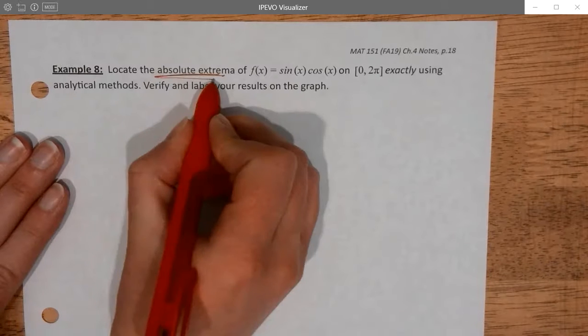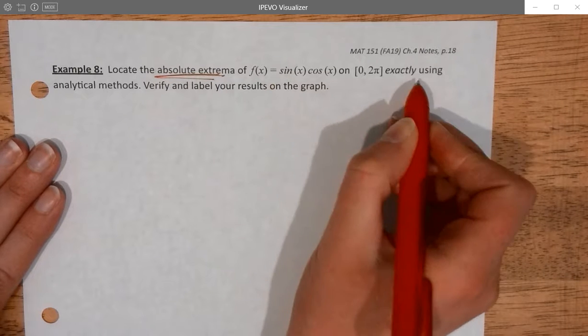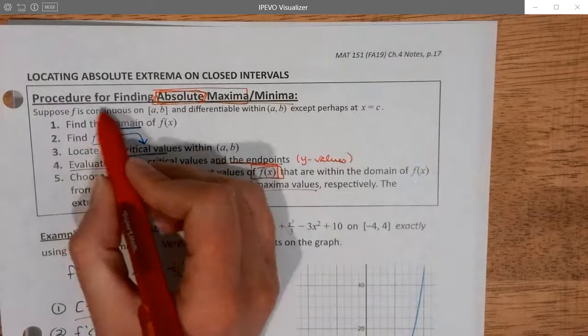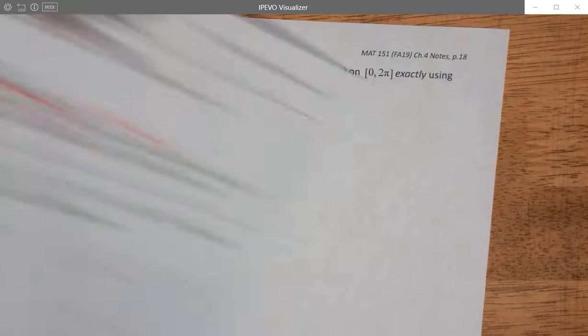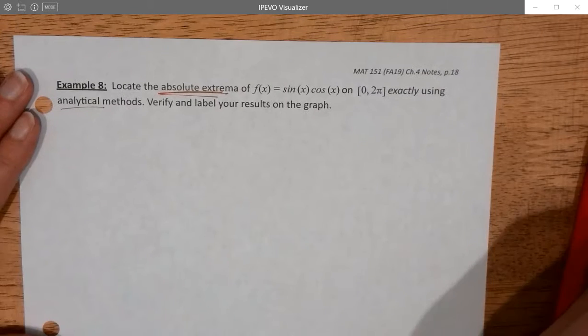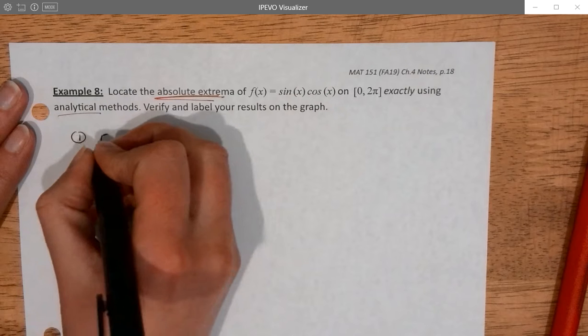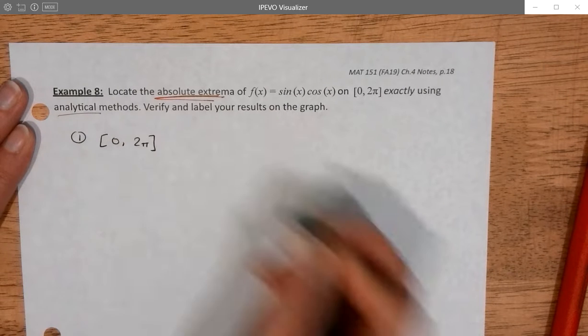Locate the absolute extrema of f of x equals sine of x times cosine of x on 0 to 2 pi exactly using analytical methods. So we're going to use the procedure for finding absolute maxima and minima. The first thing I need to do is find the domain. Normally the domain of this function is all real numbers. However, I have a restriction. So the domain is going to be 0 to 2 pi in this case.